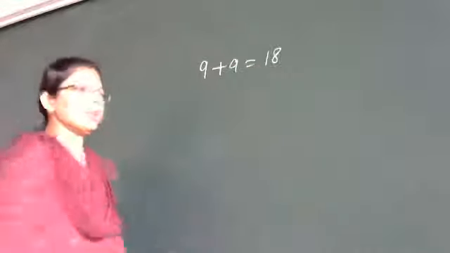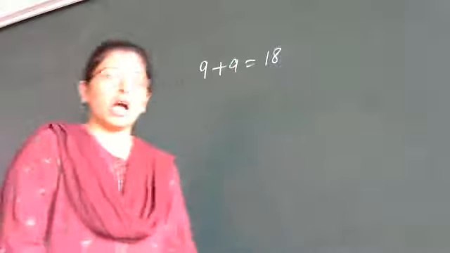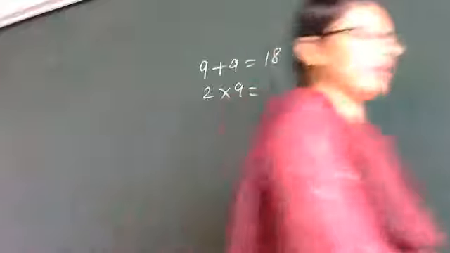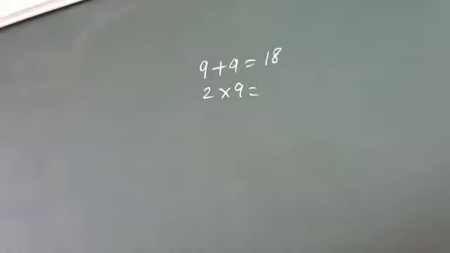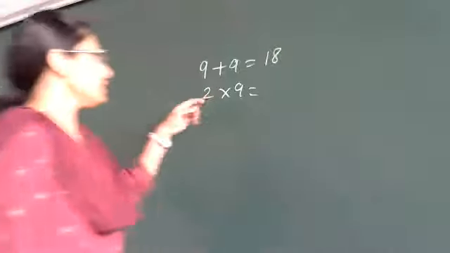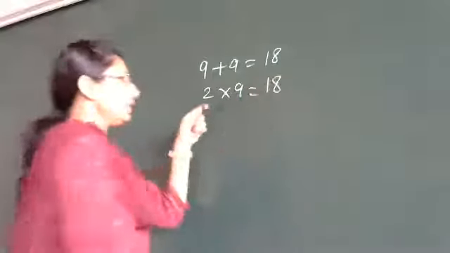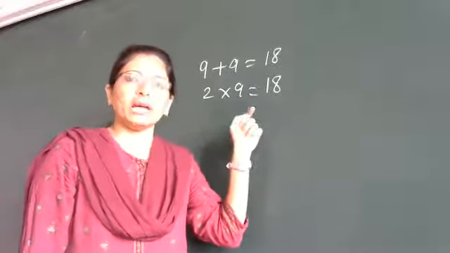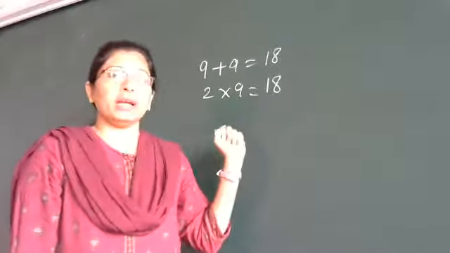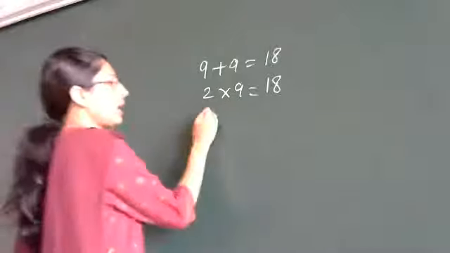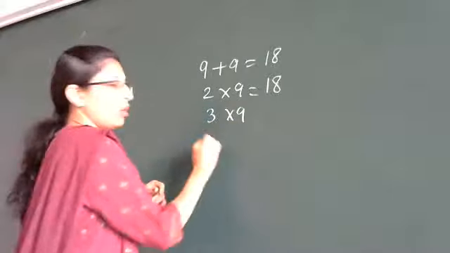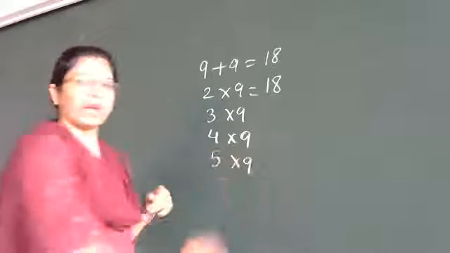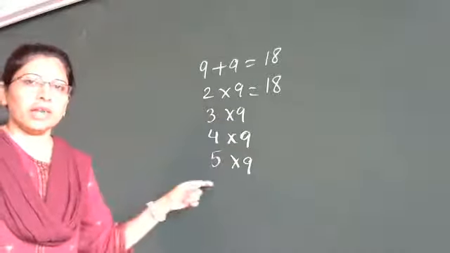Now, 9 plus 9 is 18. This we can also write as 2 into 9, that means 2 into 9 is 18, that means 2 times 9. Yes, it is 2 times 9. Similarly, here we can write 3 times 9, 4 times 9, 5 times 9.